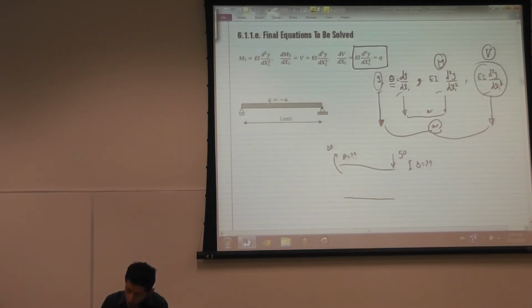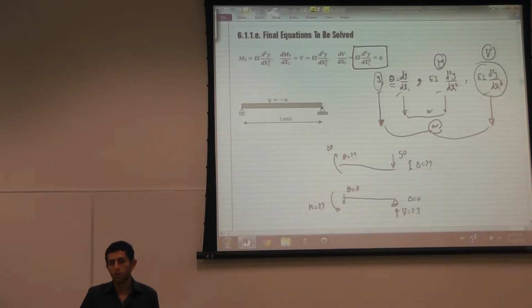But if I know what delta is, I don't know what the shear is. And if I know that theta is 0, I don't know what the moment is. This is just from a practical point of view. But from a mathematical point of view, as long as you give me 4 boundary conditions, I can solve this differential equation. Is that clear?